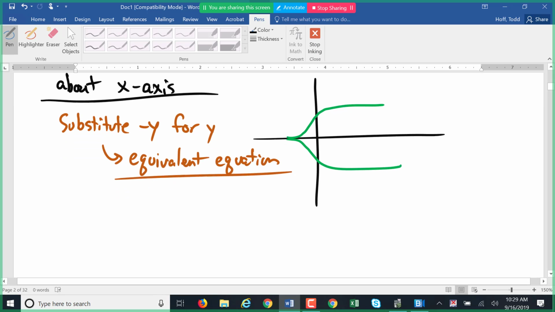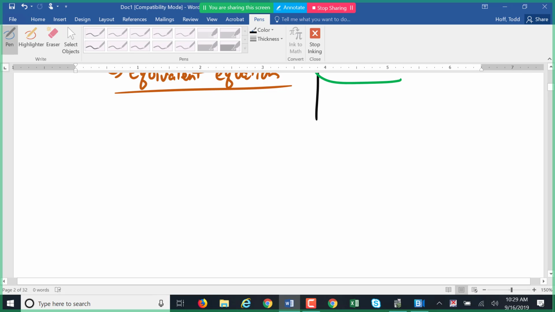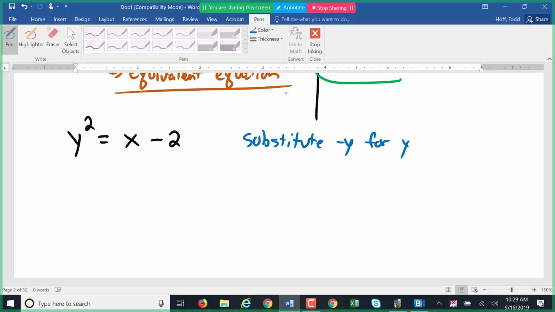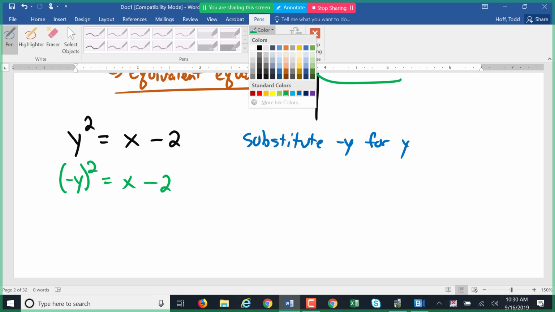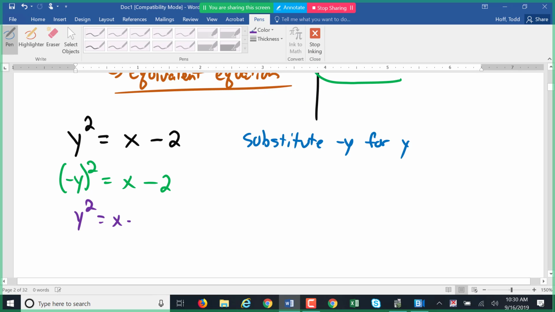So I might have a relation, I should say, y squared equals x minus 2. If I substitute negative y for y, well, once again, put negative y in there for y. Well, negative y squared is just y squared. So again, I have an equivalent equation.